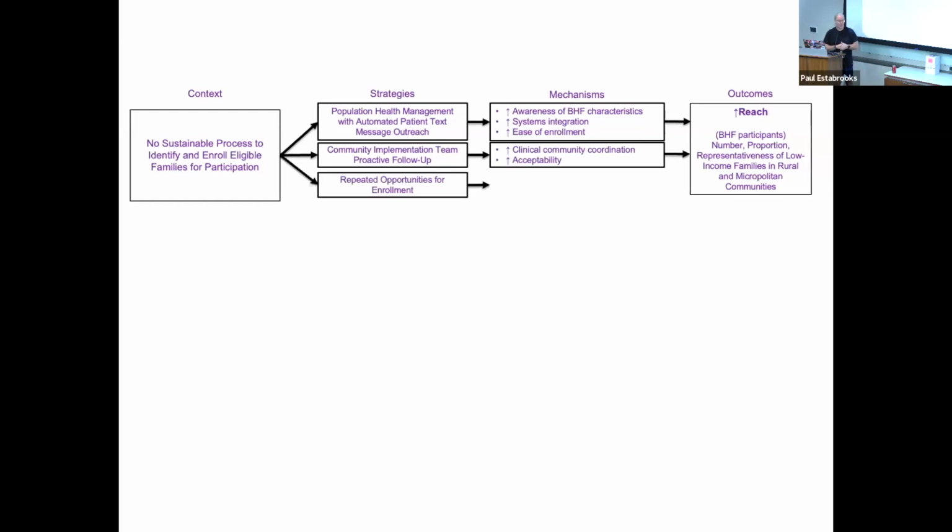And then we have repeated opportunities for enrollment. Again, the mechanism we think would work is increased family motivation to enroll. Maybe multiple prompts help us think, oh yeah, maybe I should do that, or increase my motivation to engage. So that's all this purple stuff. This is our study, right? We have randomization, you saw how we do the randomization and that kind of stuff. But this is our implementation research logic model for reach.